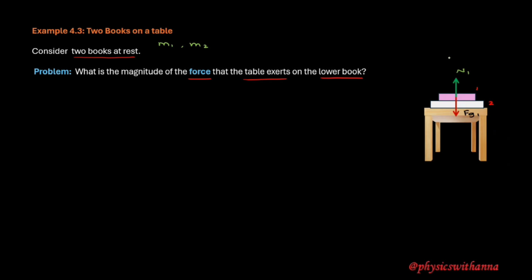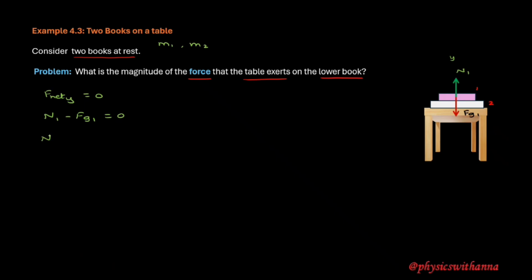And if I choose the vertical to be my y-axis, I can write the equation of net force for book 1 as F net y equal to 0 because the books are at rest. F net y is the vector sum of all forces acting along the y-axis. We have two forces here, N1 and Fg1. And when we take the vector sum, we have to take the direction into consideration. Upward direction we will take positive, downward we will take negative. So we write N1 minus Fg1 equals 0.